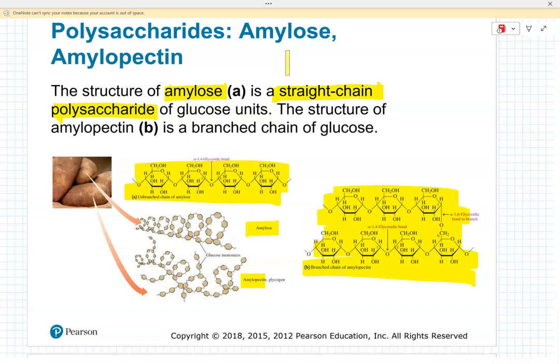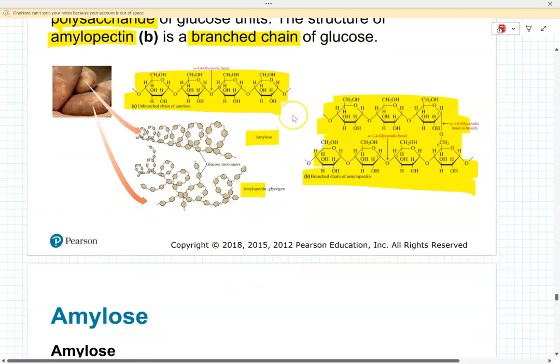Good? Now, amylose and amylopectin together form starch. Okay? Does that make sense?